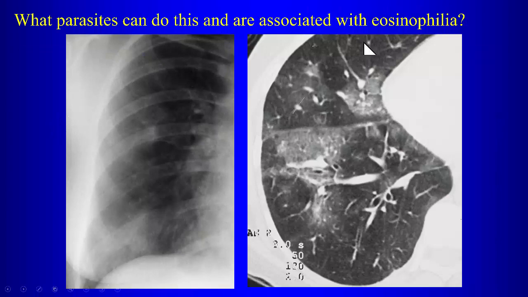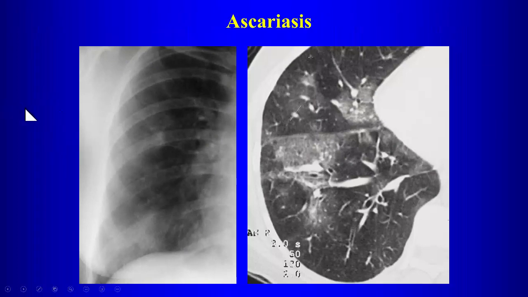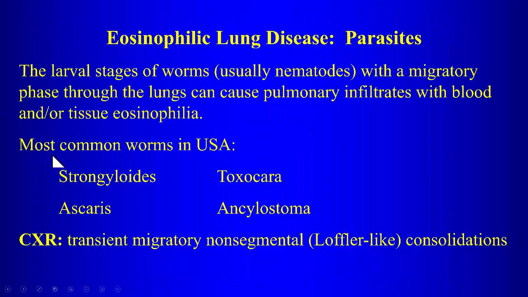What parasite can give you consolidations like this, peripheral consolidations, and can be associated with eosinophilia? Ascariasis, right. The worms, those parasitic worms. So parasites, especially those that have larval stages as worms with a migratory phase through the lung, as they migrate through the lung, can result in pulmonary consolidations with elevated eosinophil counts.